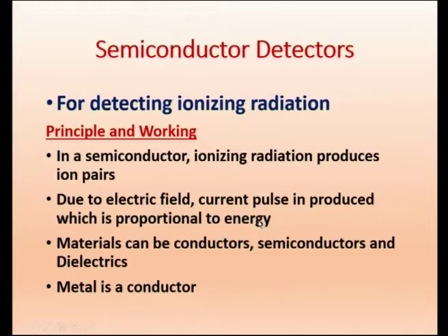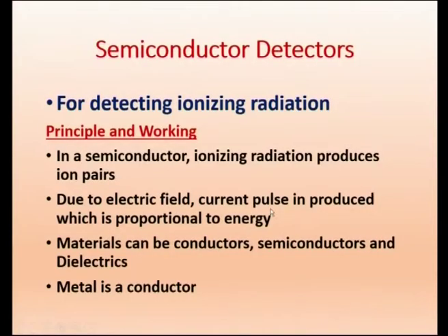So we have got a semiconductor. When a particle enters, we get ion pairs, positive and negative. The positive will go towards the cathode, and the negative will go towards the anode. Therefore, as the particle enters, one pulse will be there due to the applied electric field, that is positive and negative potential. So due to the electric field, a current pulse is produced, which is proportional to energy.